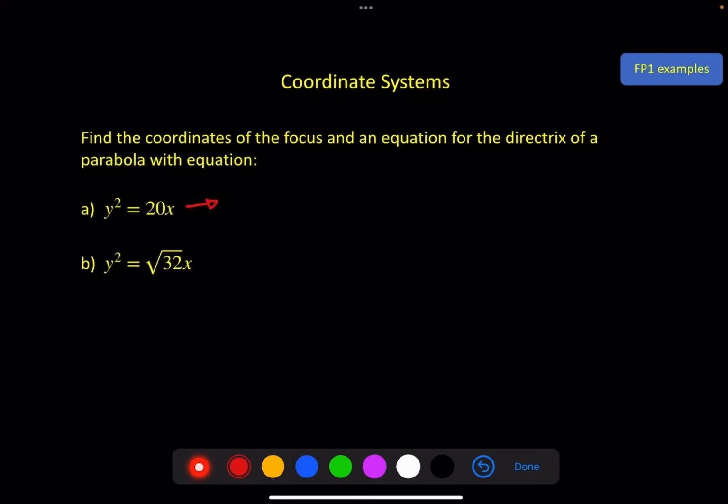If we compare this with y squared equals 4ax, then we can see that 20 must equal 4a, so the a value must be 5. And once we know that, we know the focus is (a, 0), so it's 5, 0, and the equation of the directrix is x equals minus a, so x equals minus 5. Same idea for part B.